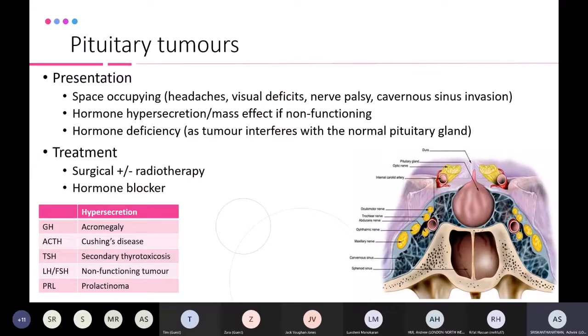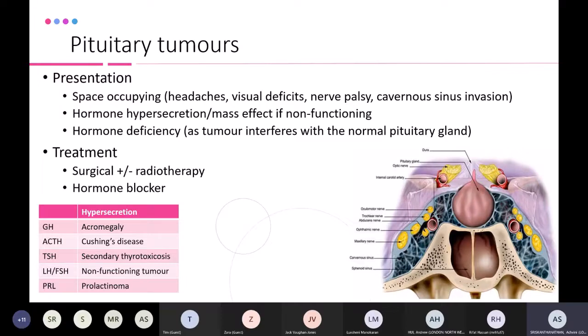Just quickly whizzing through pituitary tumours. So presentation I've gone through already. Treatment is usually surgical and radiotherapy, or you can also give them hormone blockers. So with growth hormone, you get acromegaly, with headaches, hypertension, and cardiomegaly as well because of the growth hormone that's being secreted.